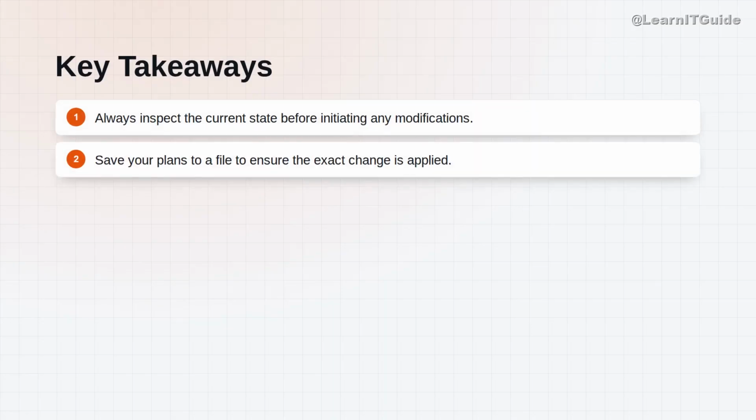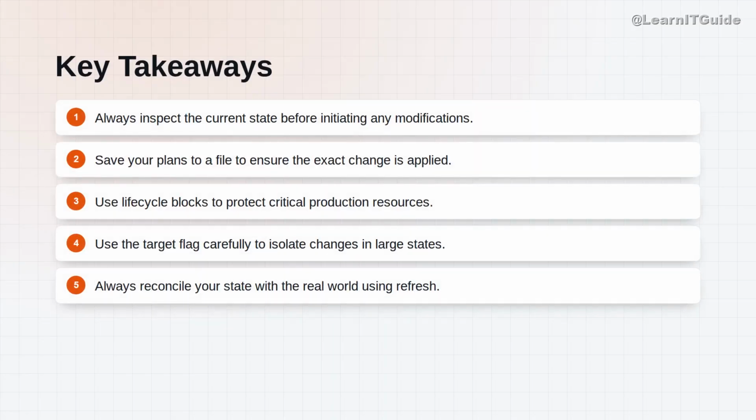You now know how to inspect your current state to avoid blind changes. Always save your plans to a file so you can audit them before applying. Protect your critical assets using lifecycle blocks to prevent accidental deletion. Targeted updates are a great tool for isolation, but should be used sparingly to avoid state drift. Finally, keep your state accurate with regular refreshes. Following these 5 steps will significantly reduce your chances of causing a production incident while managing cloud infrastructure.